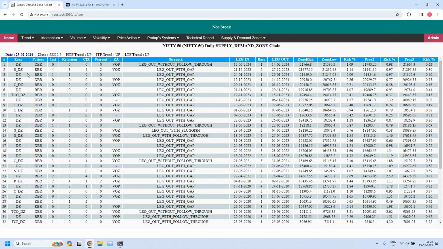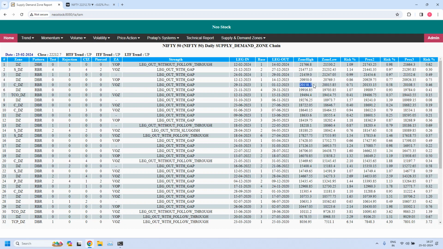So here we have two zones. This is the first high liquidity zone, the second one, and this demand zone is the first normal zone. And moreover, look at this high liquidity zone, it is already pierced. Generally, we don't trade pierced zones. The next high liquidity zone is at number 5.